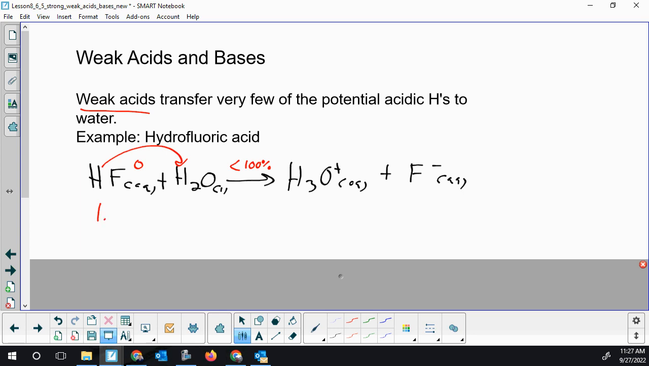If we have 1.0 moles per liter of HF, of original reactant made up, we're not going to get 1 mole per liter of hydronium. Okay? Only a small fraction of the H's will come off. So all we know is we're going to get less than 1 mole per liter. Okay? Within Chem 20, we're not going to go past that.